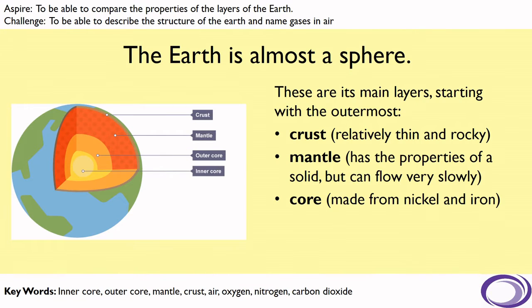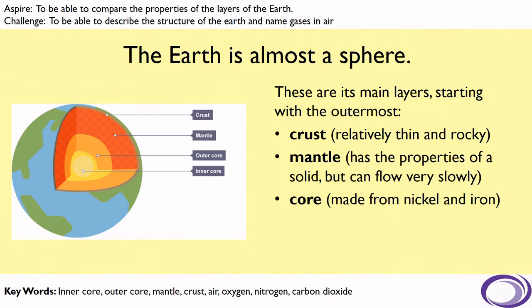The Earth is almost a sphere. These are its main layers, starting with the outermost, so working from the outside in. The first layer is the crust, which is relatively thin and rocky. That's the part of the Earth in which we live.